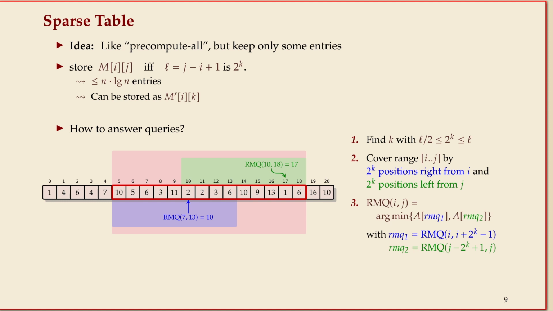And the reason for that is as follows. No matter how long your actual query range is, in this case, it goes from 5 to 18. So I guess it's what, 14 elements? That's not a power of 2, right? So I don't have an entry in my table that directly tells me for this range where's the minimum. But what I always have is a value k, so that 2 to the k is between the length of my query and half of that. That always exists by definition.